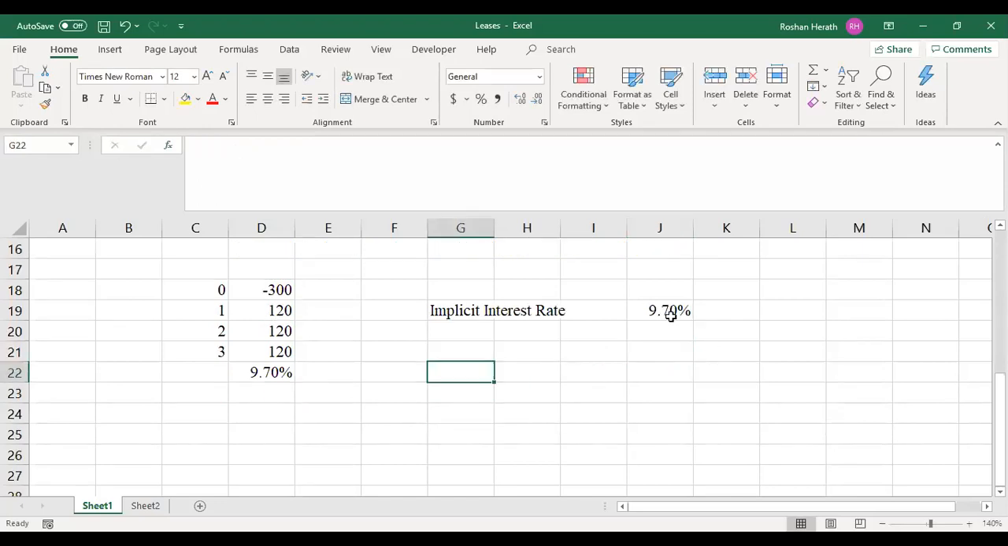Then when it comes to this implicit interest rate in the books of the lessee, when you are working things out, you would have witnessed that this was the rate at which you compute the interest expenses.